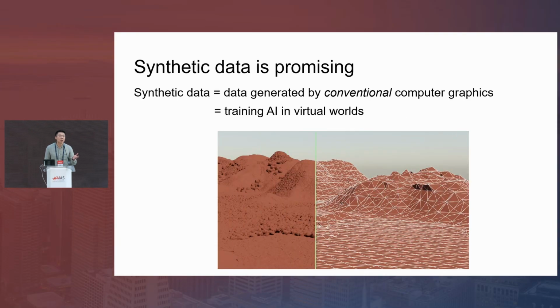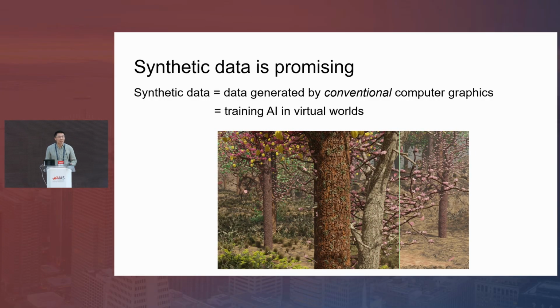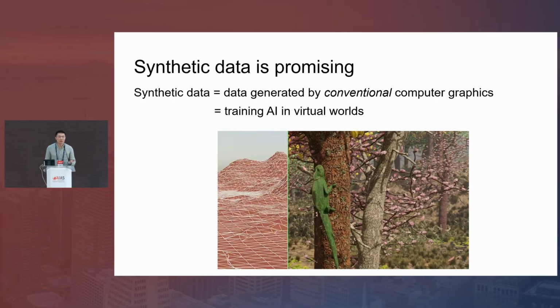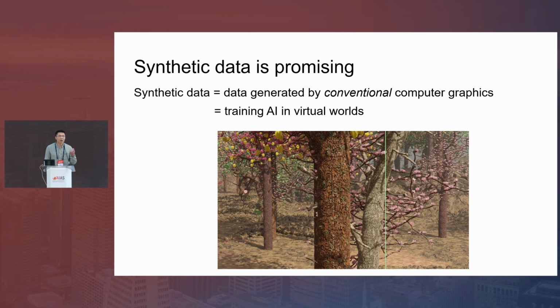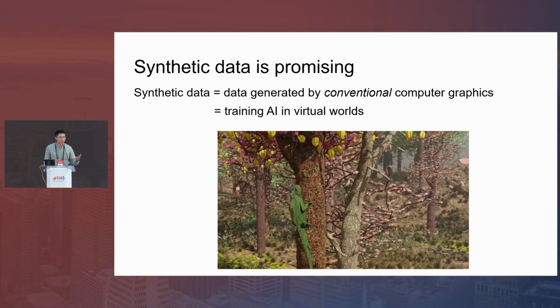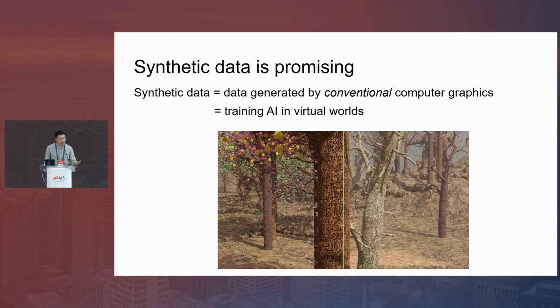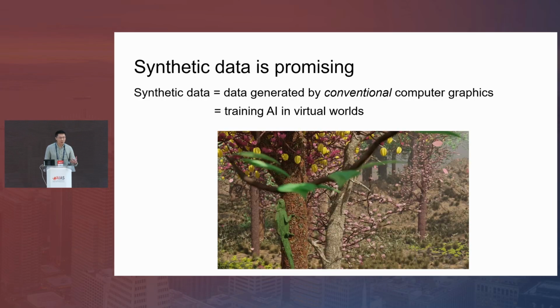So how do we get around this data bottleneck? That's where synthetic data comes in. Synthetic data here means data generated by conventional computer graphics. In other words, you can think of using video games to train AI. We want to generate virtual worlds so that we can get high-quality ground truth automatically.